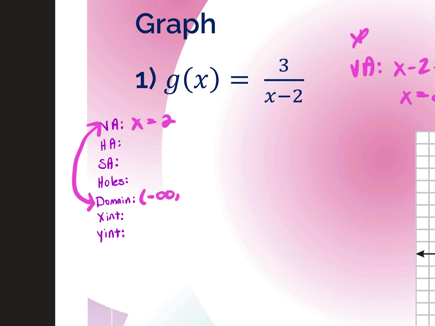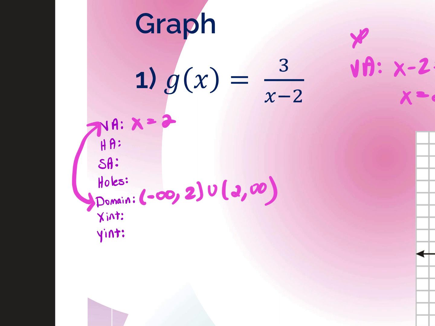Negative infinity to 2. Parenthesis or bracket? Parenthesis. Why is it a parenthesis? Cannot include it. Good. Union, then what? 2 to infinity. What we like to say is domain is all the stuff the vertical asymptote isn't. You see what I'm saying? Vertical asymptotes are the only thing x can't be. Domain is everything x can be. They always go hand in hand.